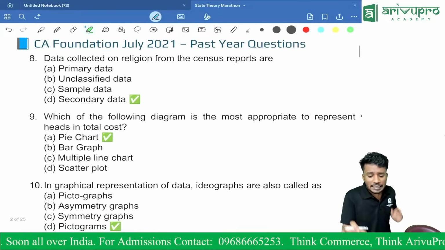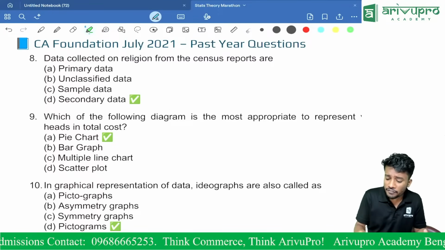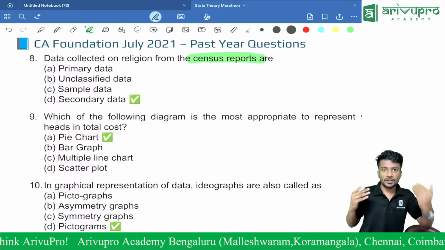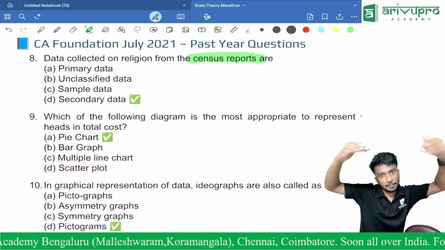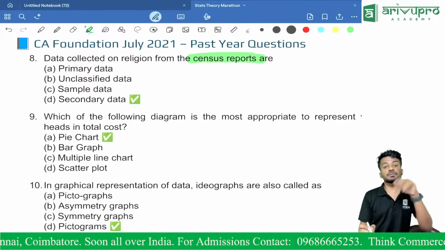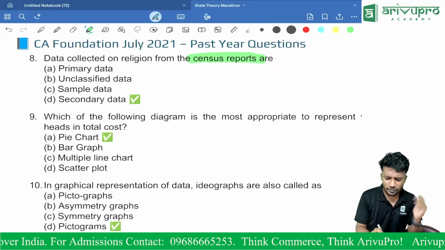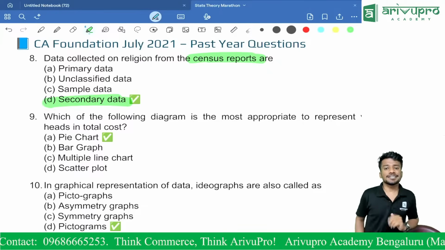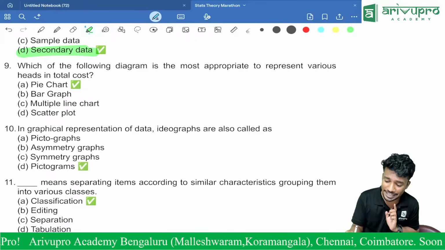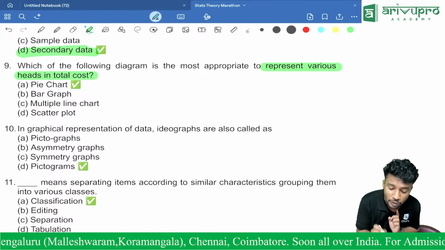Next one. Data collected on religion from census report. That means the census report is the direct report which you have as primary data. From the primary data, you are collecting secondary data. So the data collected from census report or internet or whatever other source is called as what? Secondary data.